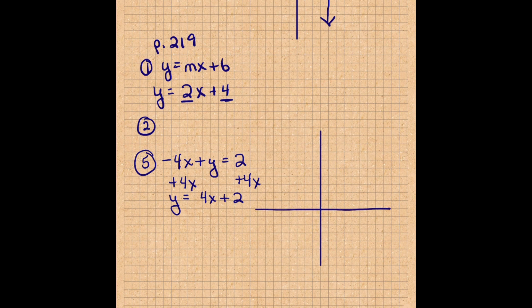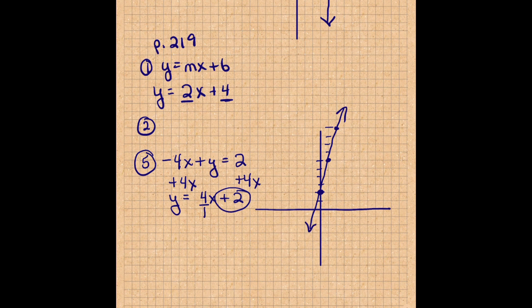And I'm going to start at y equals 2. That's my y-intercept. And I'm going to rise 4 and run 1. 1, 2, 3, 4, run 1. 1, 2, 3, 4, run 1. And so my line is going to look something like that.